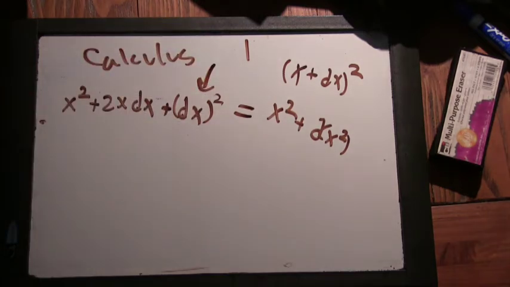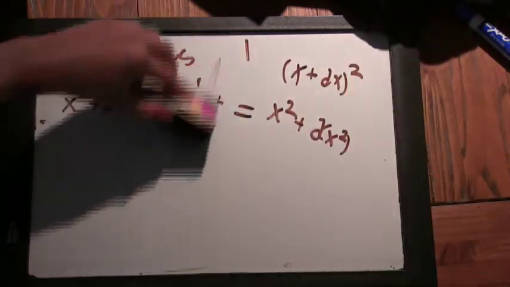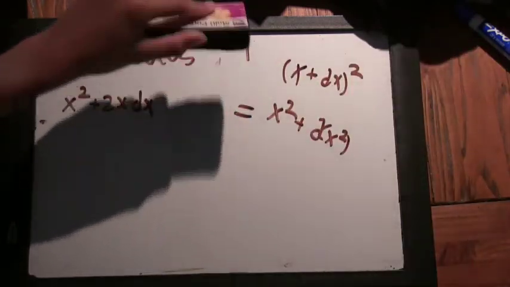Okay. And do you know why that's true? He said that in the video, but why is that true? As dx approaches 0, dx squared is going to get really, really small. Okay, good. Really fast. That's good intuition. So this part doesn't matter.